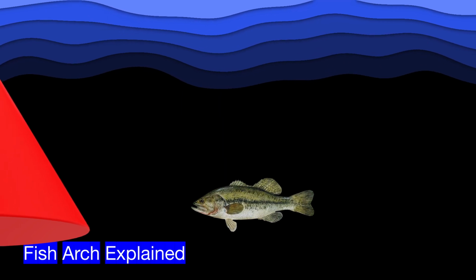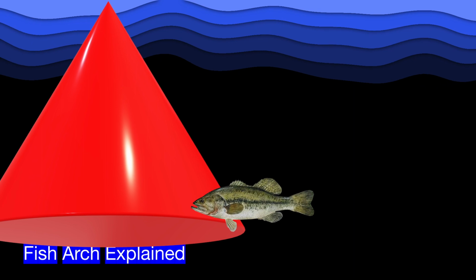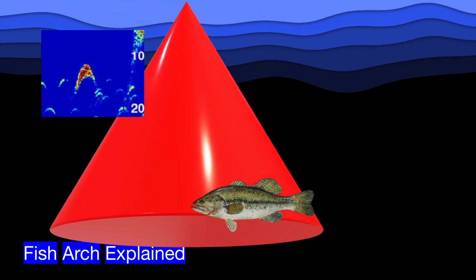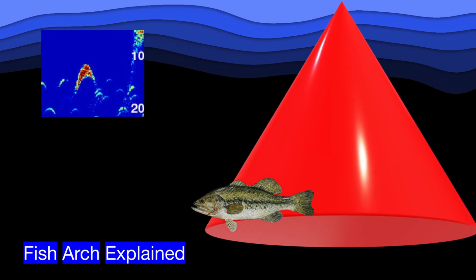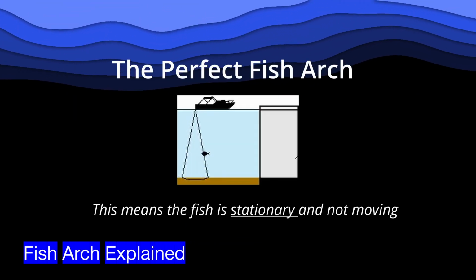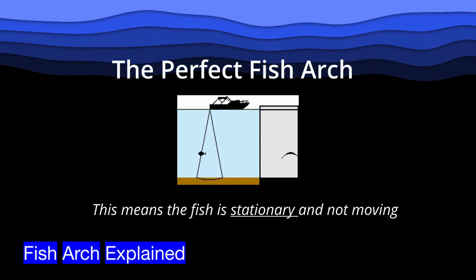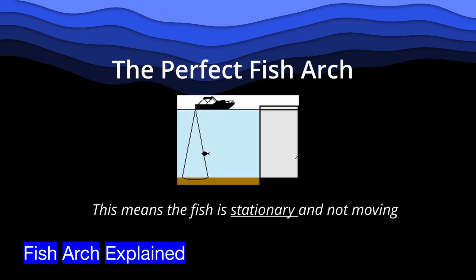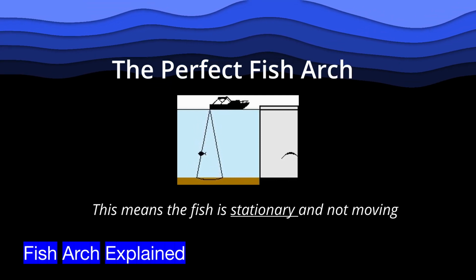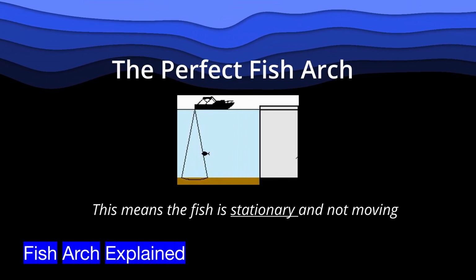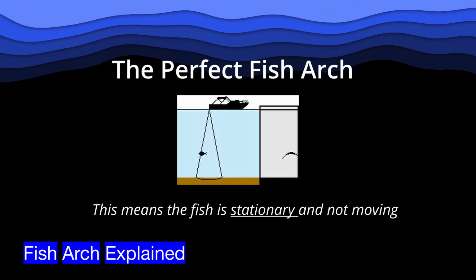A fish arch is created when a sonar cone passes over a fish. As the fish enters the cone, it swims directly underneath the boat and exits through the side of the cone. The perfect fish arch is created when a fish enters and exits the sonar cone at the same exact depth. So it's like you're going over a fish at the same exact depth. This is because both sides of the arch are drawn as the fish enters and exits the cone.